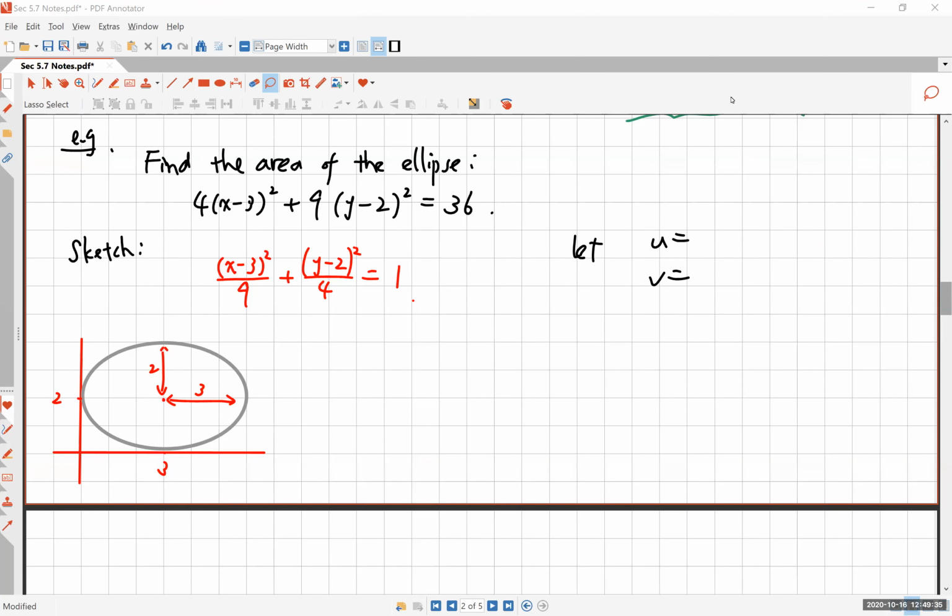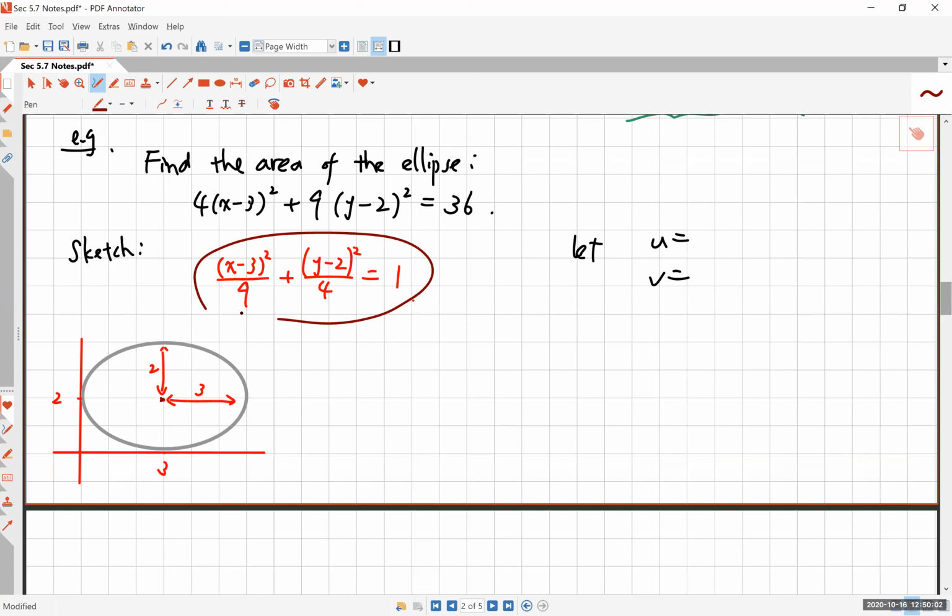The first thing you should do is to divide both sides of this equation by 36, and you get what I've written in here in red, right? So this is the equation, and hopefully you understand that this is the equation of an ellipse. The center is not the origin, as you may expect. It's x minus 3, and so you have the horizontal translation by 3 and the vertical translation by 2. The center is (3, 2), right?